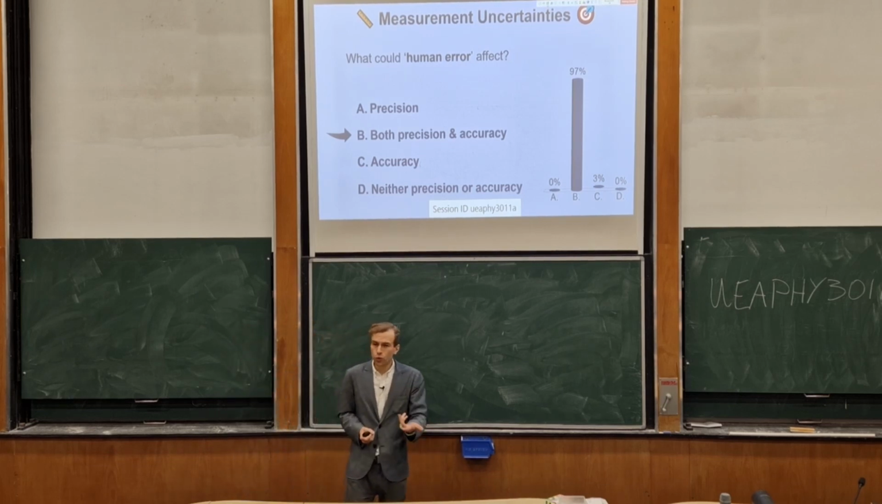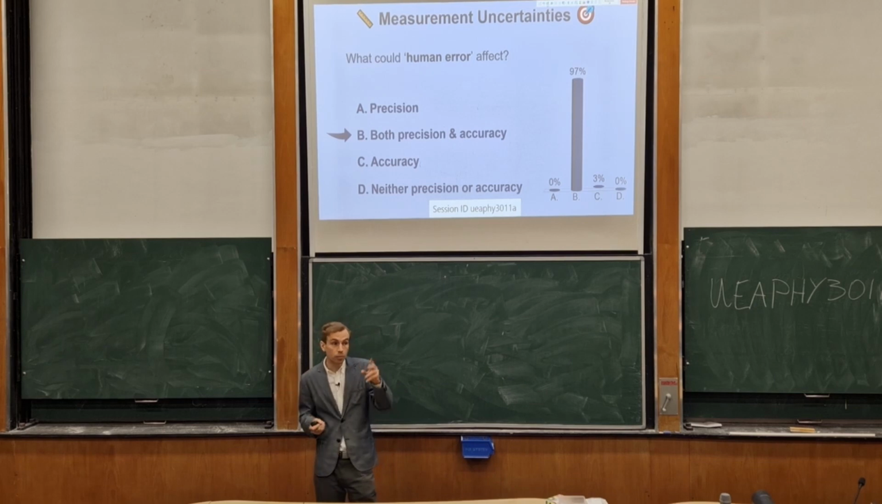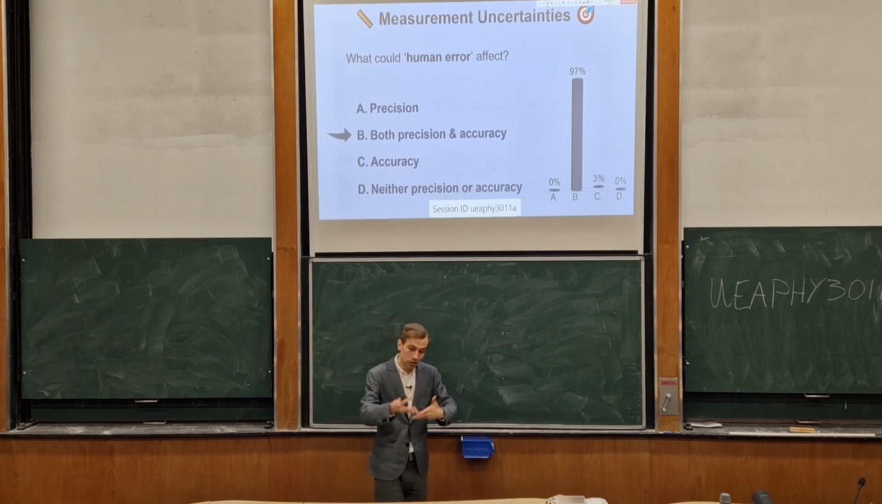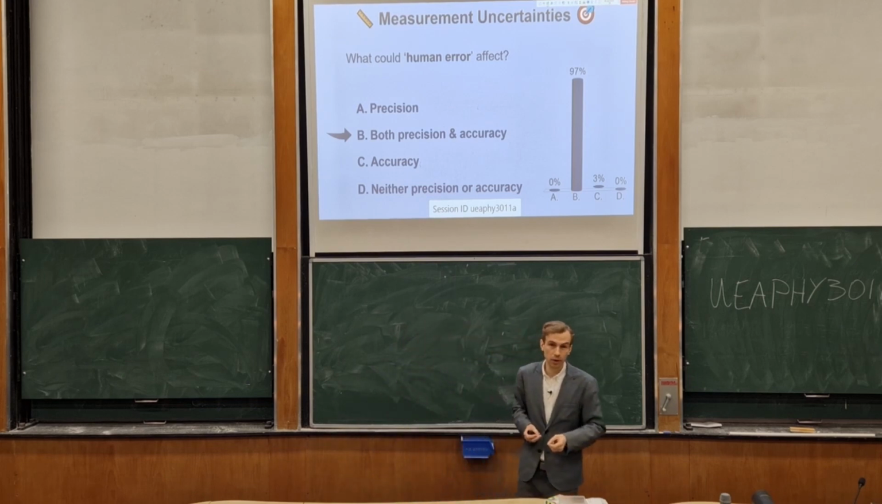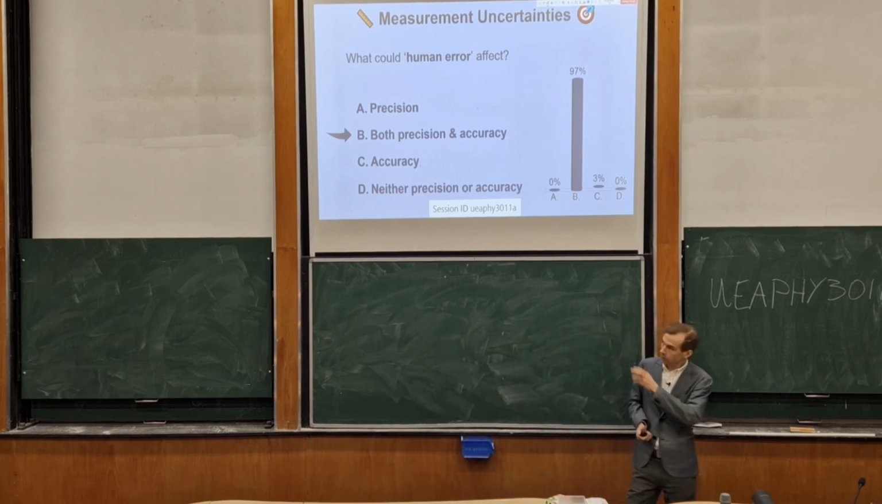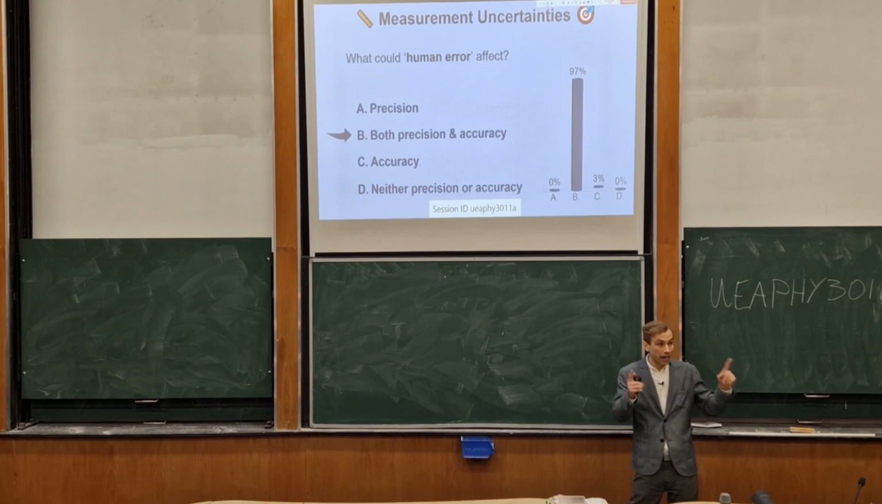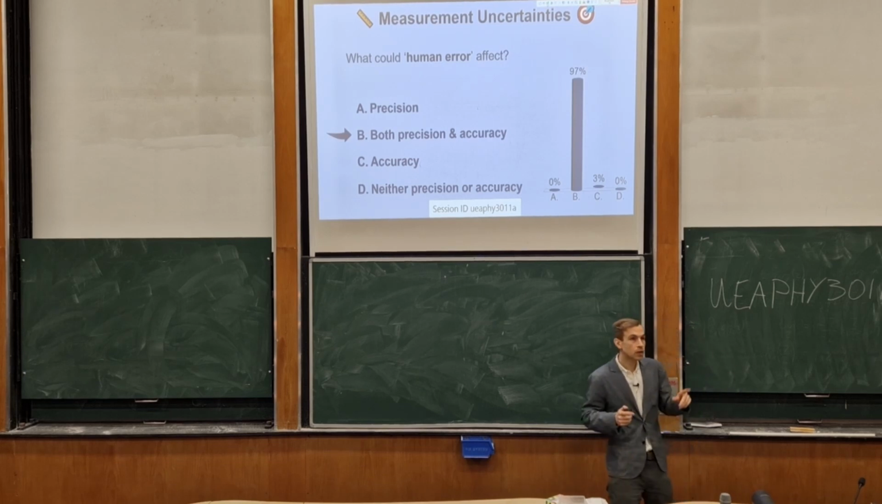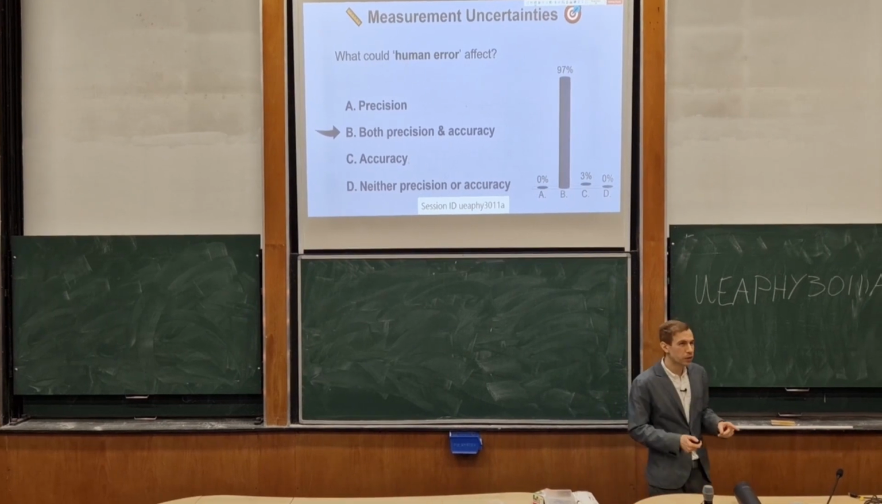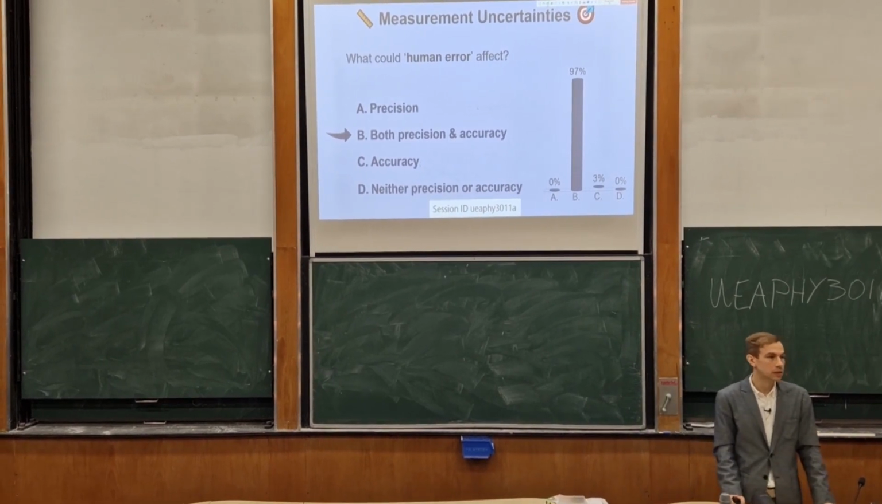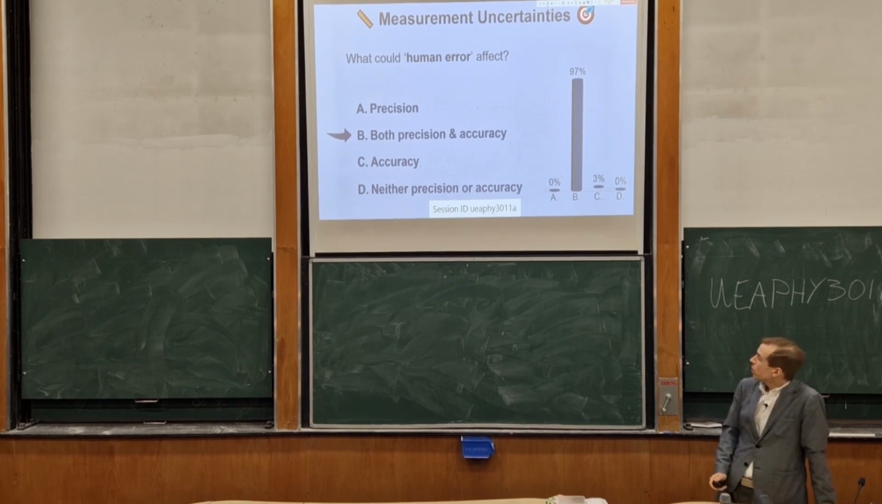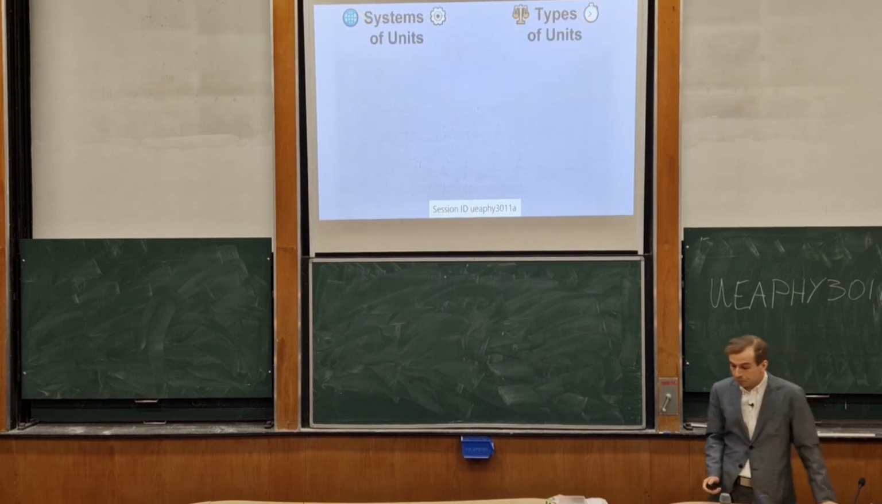So there are these two things that could be affected by human error. Whenever you have a human in part of your data collection, in part of your experiment, we've got to remember that they could be affecting the accuracy and the precision of our results. Does anybody have any questions about that at this point? So if there are no questions, we can move on for now.